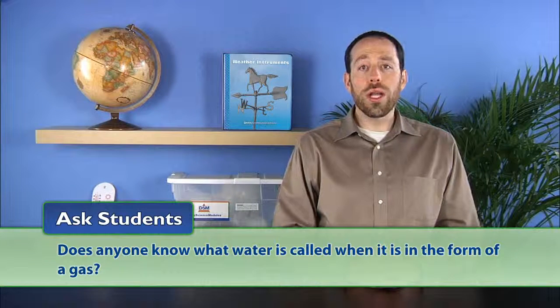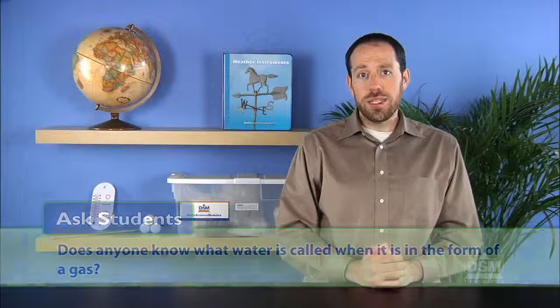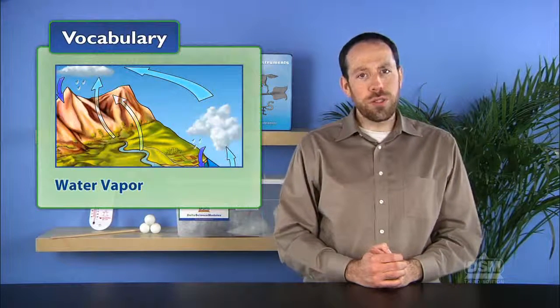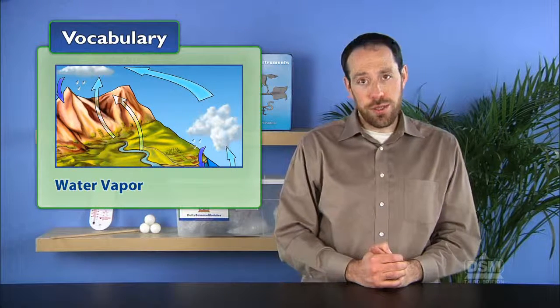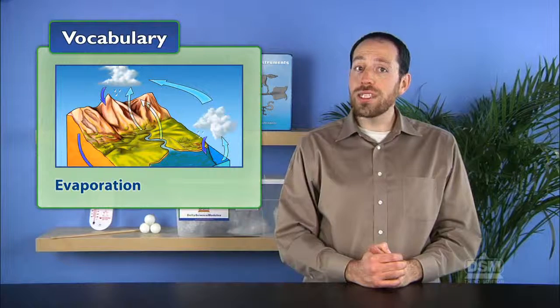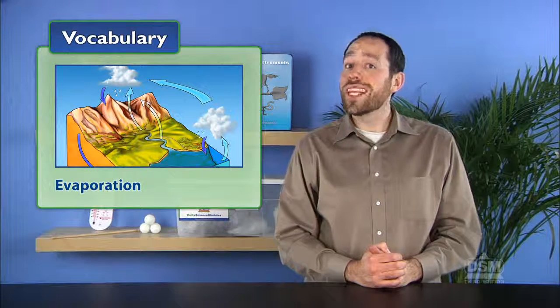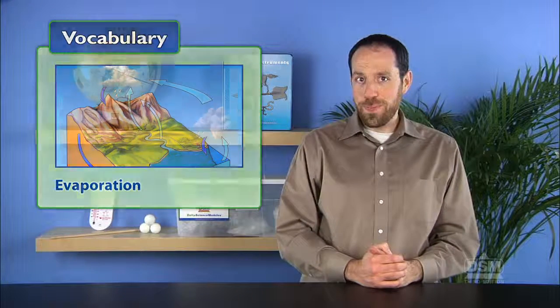Then ask students, does anyone know what we call water when it is in the form of a gas? Some of the students may understand that water in its gas form is called water vapor. Explain that water vapor is simply water in the form of a gas, which is created through evaporation, and that evaporation is the process by which matter changes from a liquid to a gas. Help the students understand that water vapor is not visible.